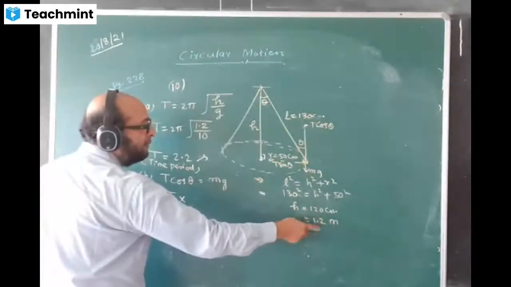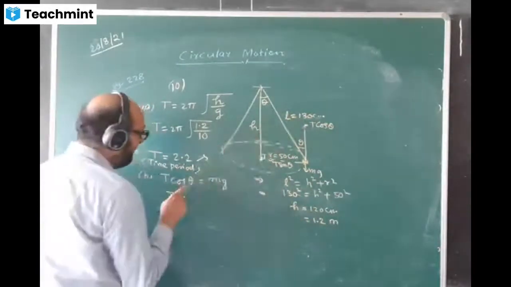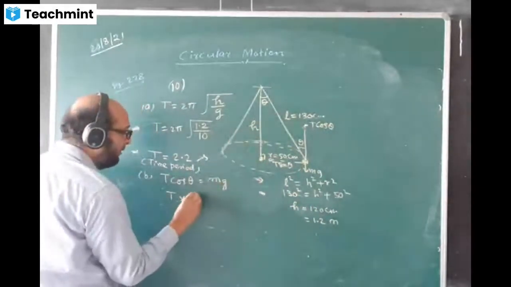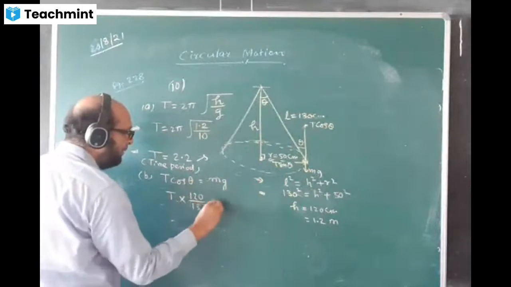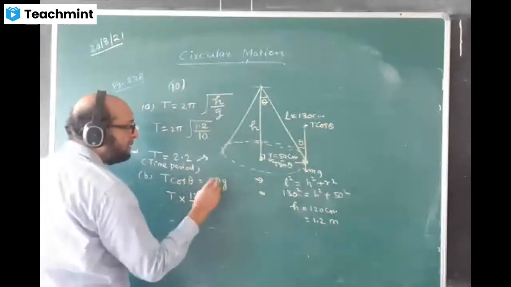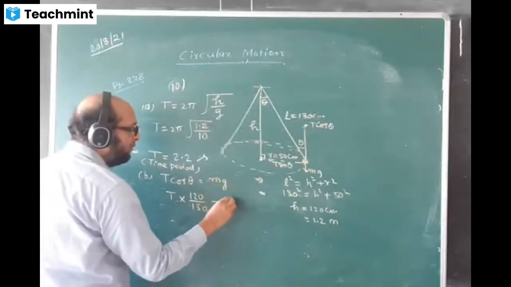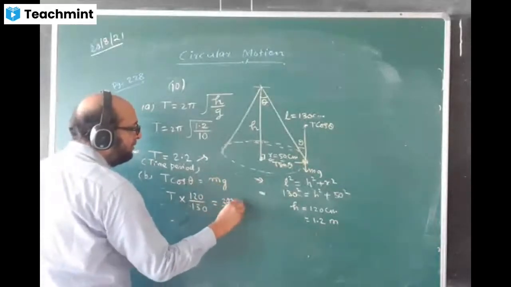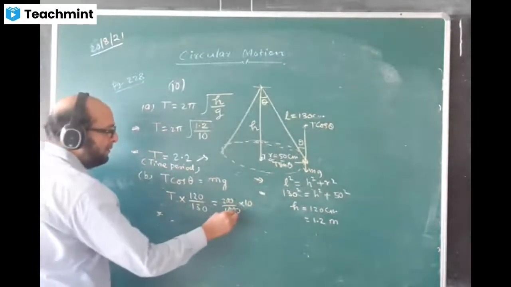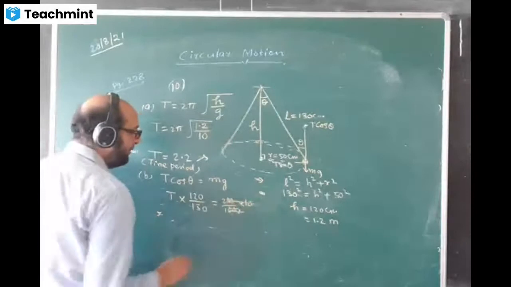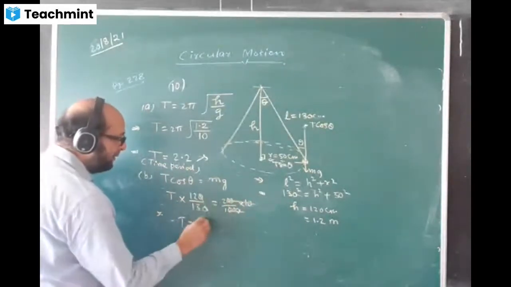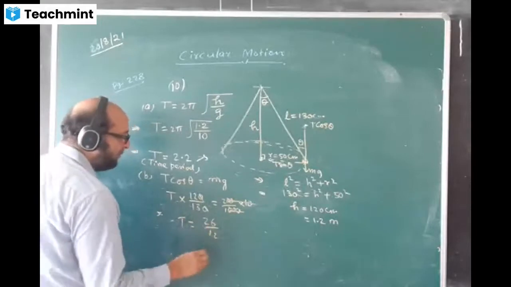In centimeter you can keep, or in meter if you wish, because this is a ratio, cos theta, so you can keep the same unit. I'll keep the same unit, 120 by 130. The mass of the sphere is 200 grams, that is 200 by 1000 kg, and the value of g is 10. Now you find the answer. 30 and 30 can cancel, 00 will go, T value is coming 13 into 26 by 12.